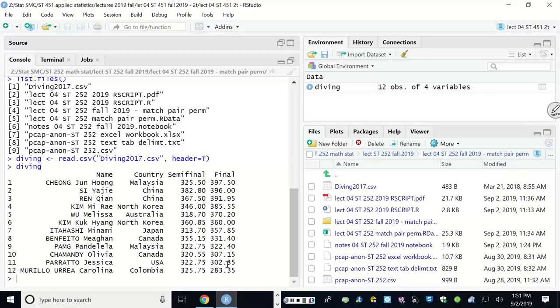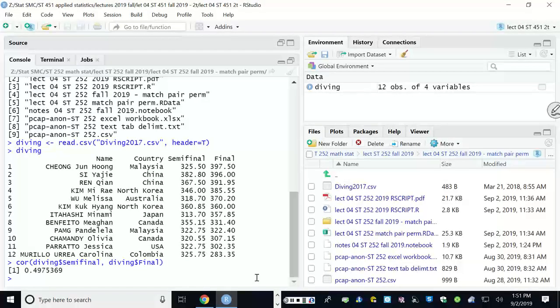You could look at the correlation in this diving data set between the semifinal score and the final score, about 0.497, 0.5. Correlations go between -1 and 1, so 0 is uncorrelated, so that's a positive correlation, fairly strong. It's not 0.99, so it's not extremely correlated, there's a lot of variability, and maybe there's just a couple of outliers that decrease that correlation, but it's still a positive correlation.